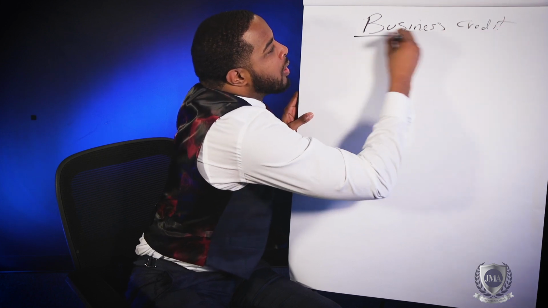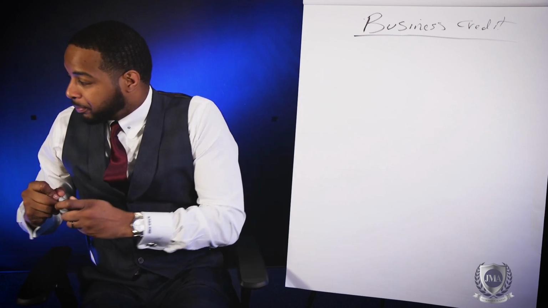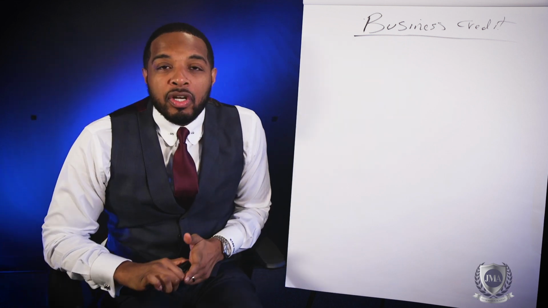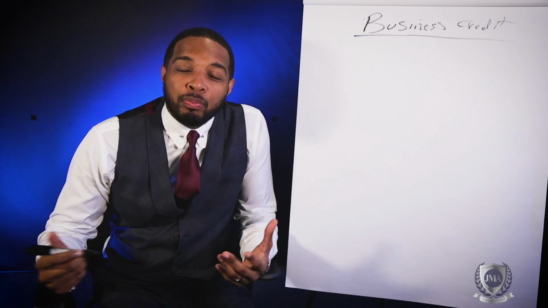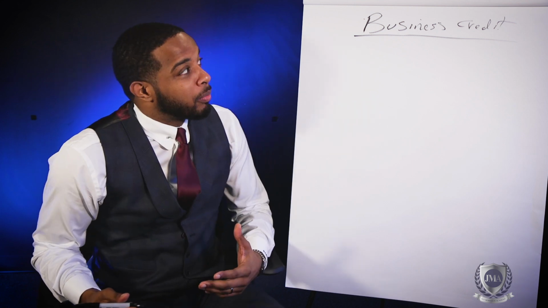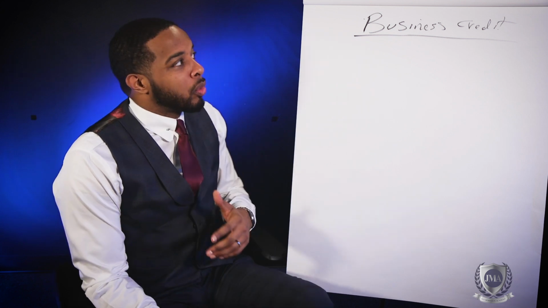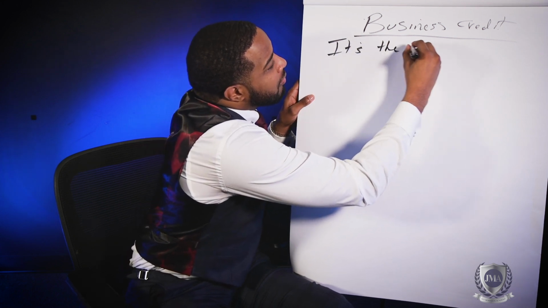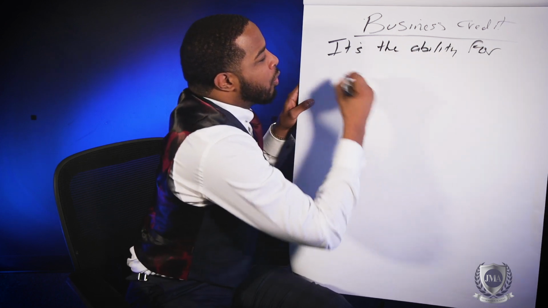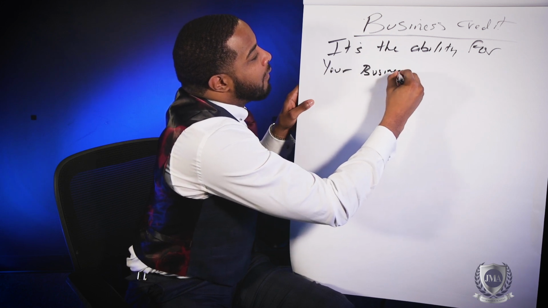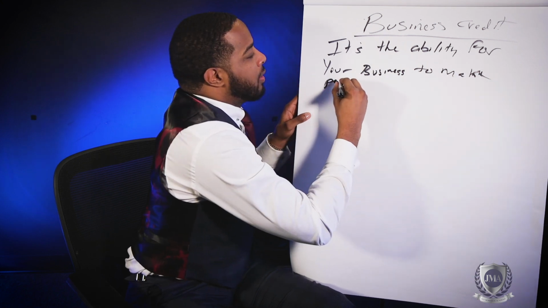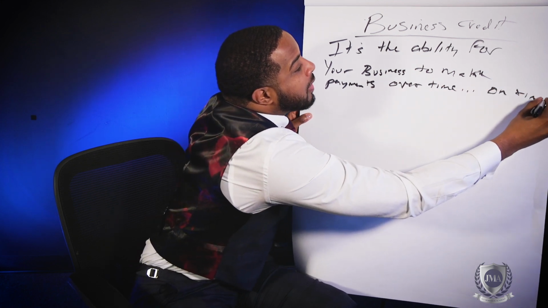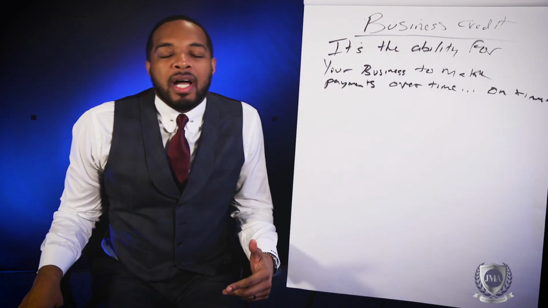And the various forms, right, of business credit. All right. So when it comes to business credit, it's very similar to personal credit standards or personal credit definition, the ability to make payments over time, right? So we talked about that in the real estate course. I'm sure King Will's talked about that in the credit course. So with business, it's the same thing. It's the ability for your business to make payments over time and on time.